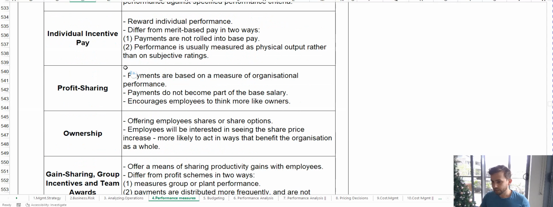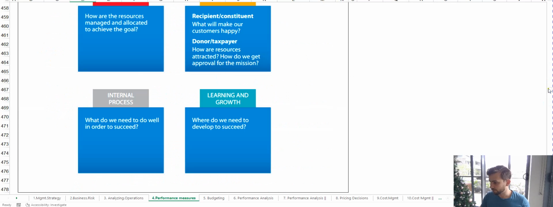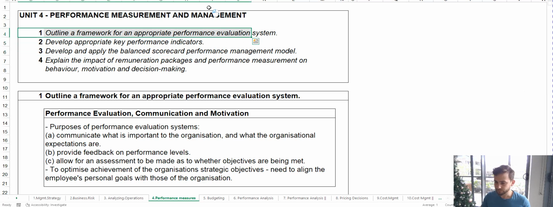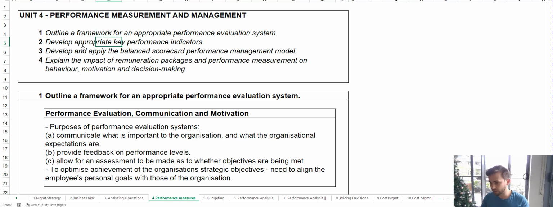Cool. That is the end of Chapter 4, Measurements, Performance Measures. Just to quickly recap the chapter, we talked about performance evaluation systems, for example, your annual appraisal system. We talked about KPIs, why they're important, why it's really important to have a SMART approach, and we went through some past exam questions just so you can get an idea as to what a good KPI is and what a bad KPI is.